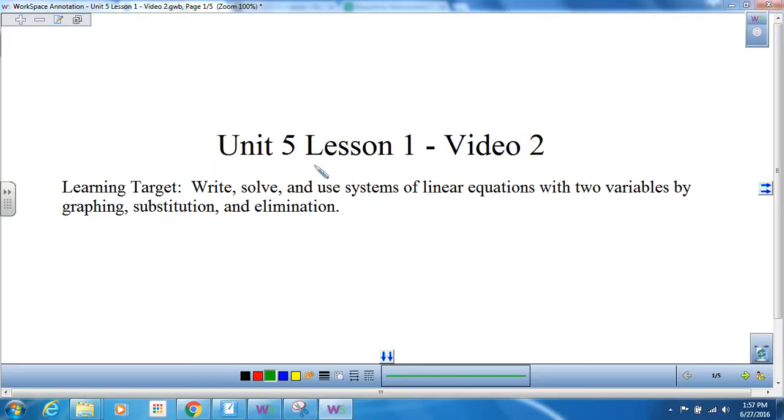This is video 2 from Unit 5, Lesson 1. We're still going to be solving systems of linear equations with graphing. This time, though, we're going to be graphing equations that are in standard form instead of slope-intercept.